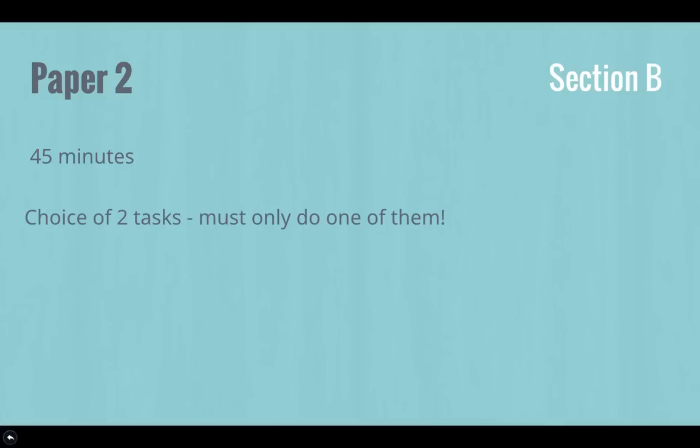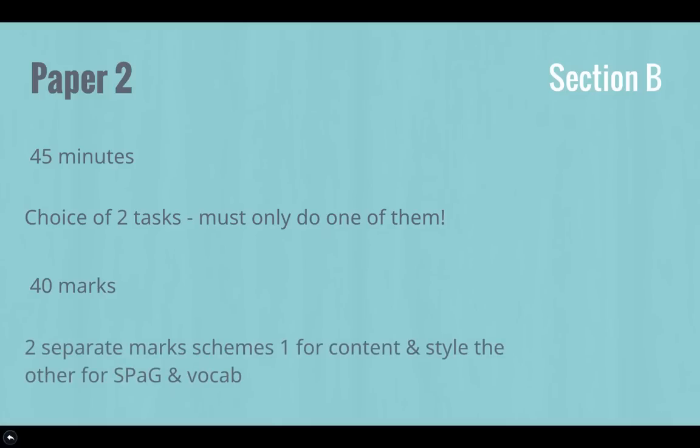You must only do one of them in the 45 minutes available because you're being asked to provide an extended demonstration of your writing skills. There is a total of 40 marks available for the transactional writing piece that you produce. That is awarded over 2 separate mark schemes, one of which is for the content and the style of your writing, and the other is for the technical aspects, so the spelling, punctuation, grammar and vocabulary, just as it is for the imaginative writing tasks on paper 1.